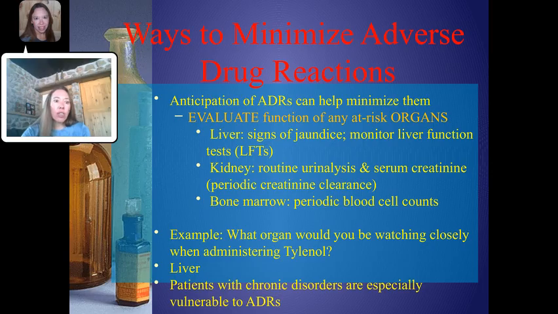So now, as the nurse, if we are giving a medication that has known problems for a specific organ in the body, we need to evaluate the function of any of those at-risk organs. So, for example, I have these listed here for you. Let's say there's a potential risk to the liver when we give this medication. So, what are we going to assess for? Well, it could lead to jaundice. We might need to use some lab work to monitor that liver. So, what lab work could we use? Well, we could monitor liver function tests.